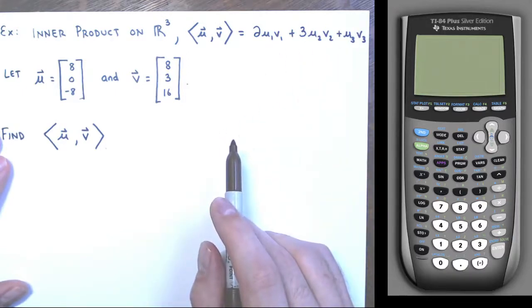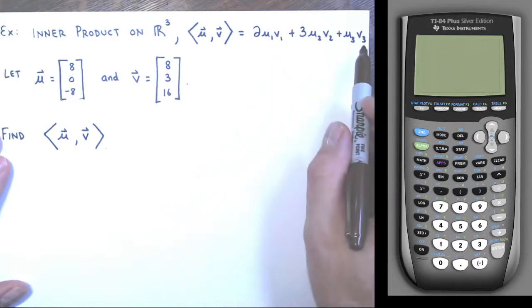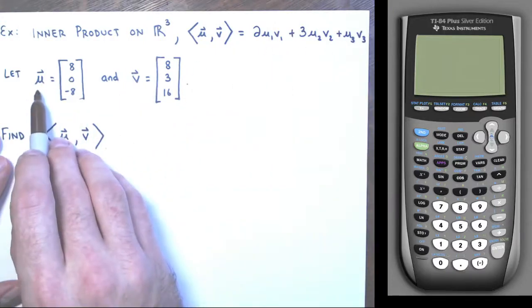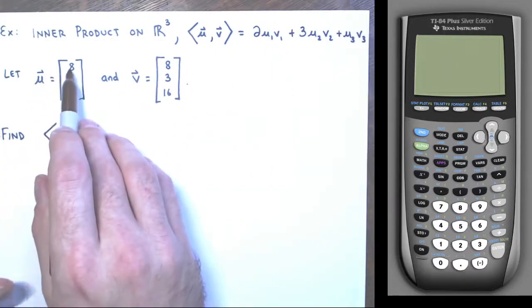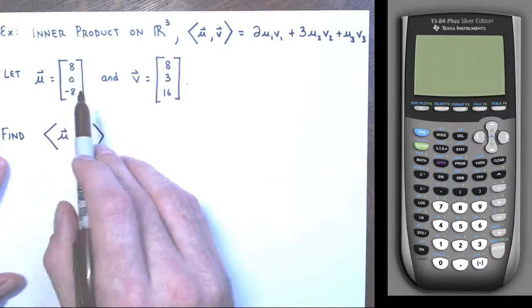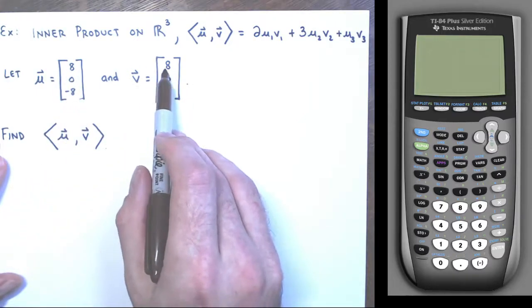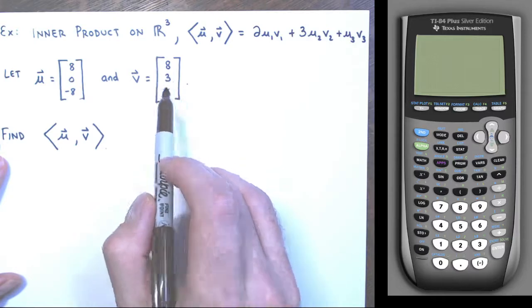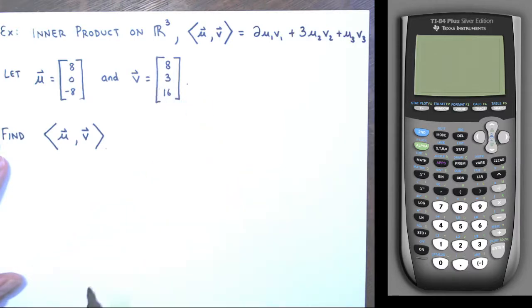All right, so just following the rules here. I'm given vector u, the vector from R3 with components 8, 0, and negative 8. v is the vector from R3 with components 8, 3, and 16. And I'm asked to find the inner product of u and v.